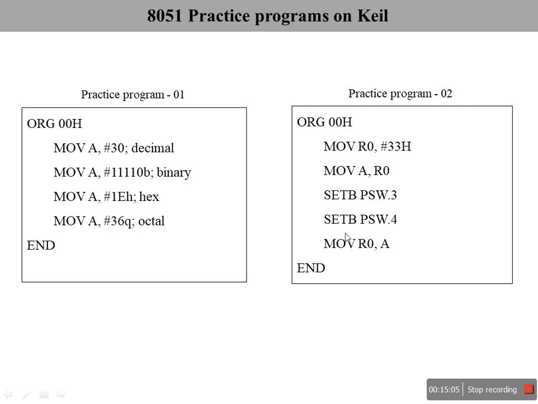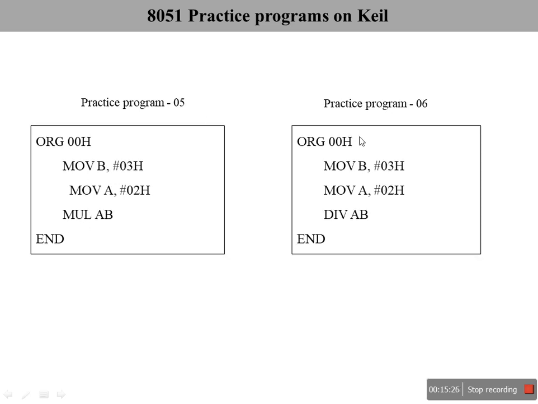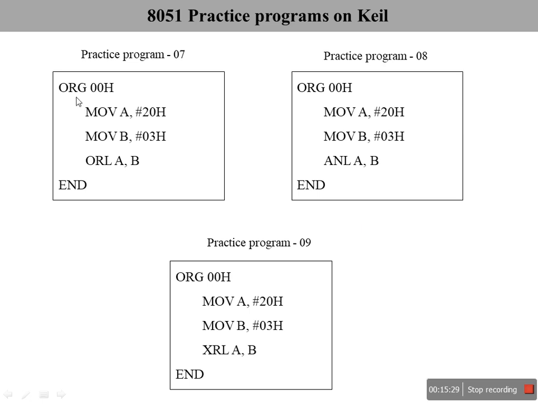The next program demonstrates how we can set the registers of a different bank. The default bank will be bank 0, whereas if you want to access a bank other than bank 0, then we have to set the PSW third and fourth bits. Similarly, we have a program for addition, subtraction, multiplication, division, and then logical operations like OR and exclusive OR. So this is all about how to write a program on the Keil software.